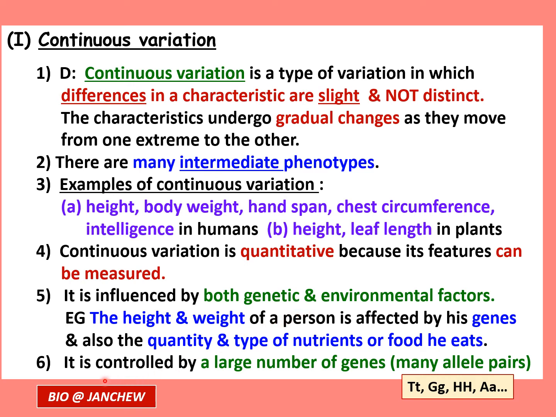Okay. Now, number 6, it is controlled by a large number of genes or many allele pairs. For example, the first allele pair, alleles here are denoted by the letters, okay? So maybe there's one allele pair on chromosome number 5, another allele pair on chromosome number 8, another allele pair on chromosome number 10, and so forth, that determine a particular characteristic, for example height in a person. Okay, so this is what we call the polygenes. Many genes are involved to determine the characteristic that shows continuous variation, like height.